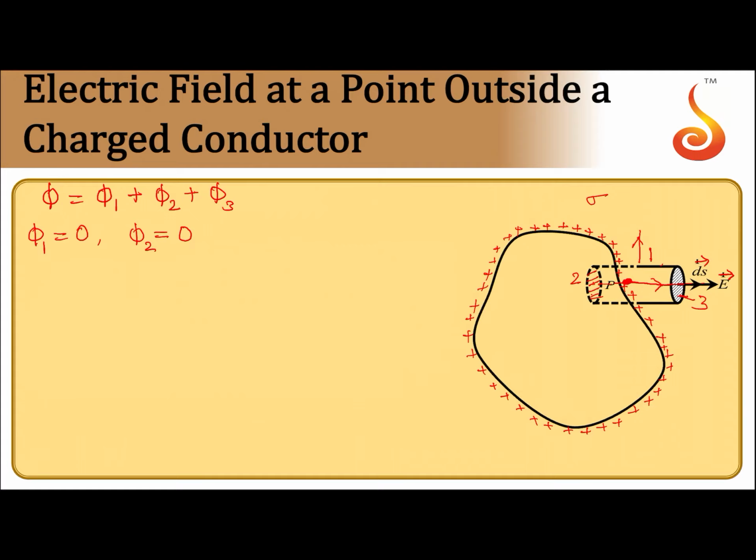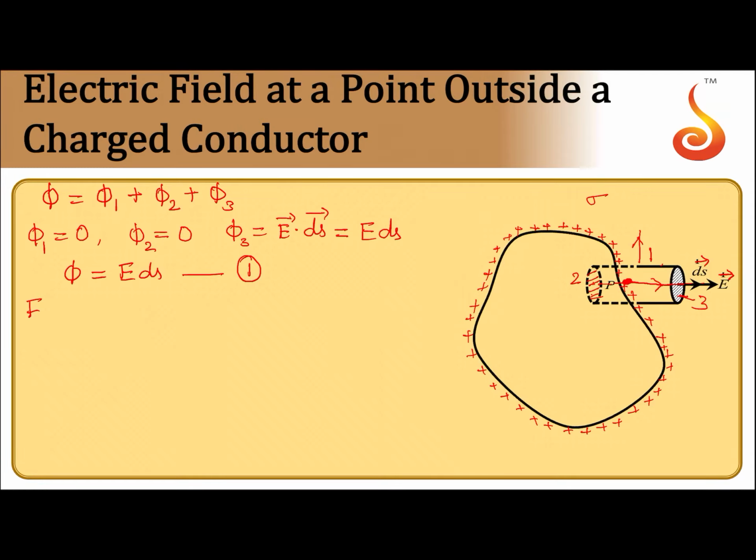Now, coming to phi 3, flux through the surface. Here E and ds are parallel to each other. So, flux is the dot product of E and ds. Since they are in the same direction, it will just become E ds. So, total flux through the Gaussian surface will turn out to be E ds. Let us call this equation 1. This is the calculation of flux from the definition of flux.